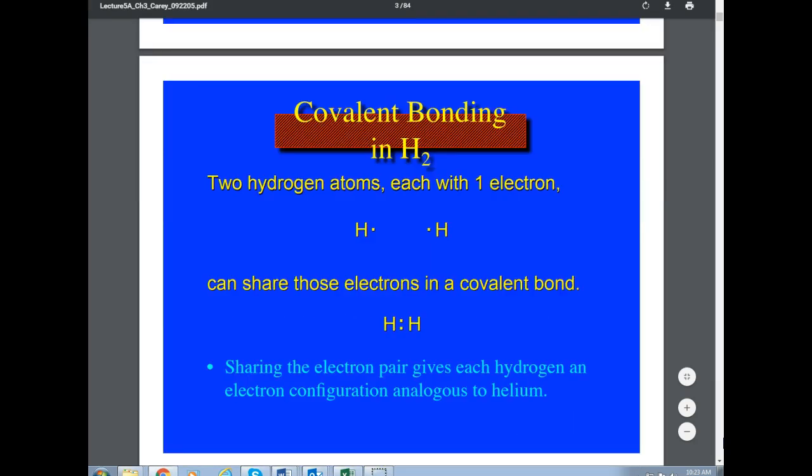For example, hydrogen has 1 electron apiece, and when each hydrogen bonds together, they share 2 electrons and they make a bond. We can show that with our 2 dots, or we can show it with 1 line. And so we'll start getting used to just showing it with lines in a little while. But right now, let's just do dots.